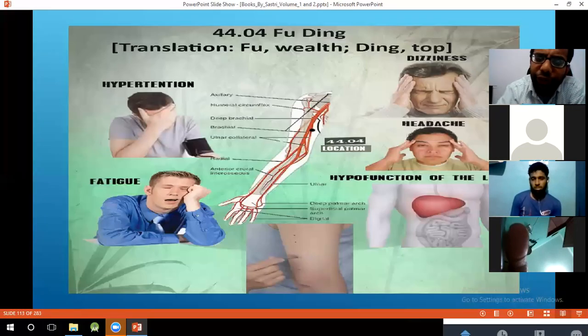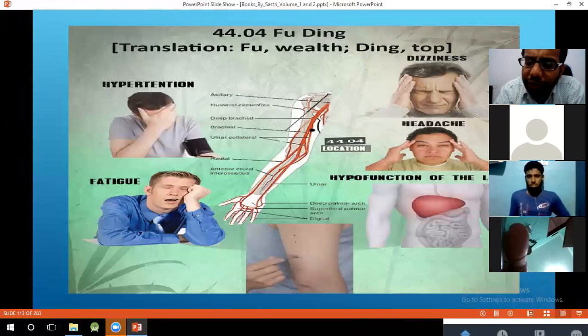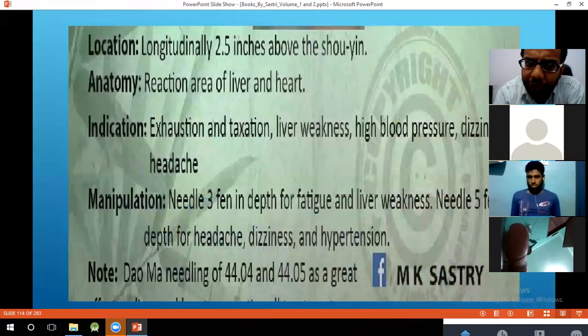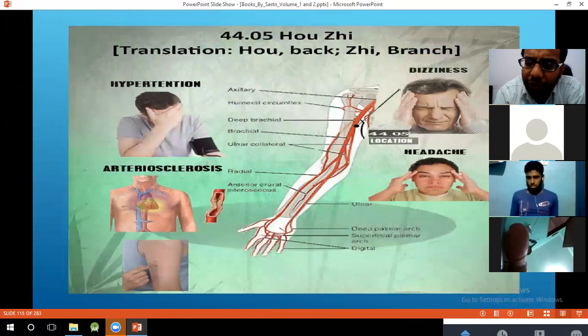You can even combine 44.04 with GB31 and 32 to get the optimum results for headache and migraine. So that's really helpful. The reaction area is liver and heart. Whenever you see this type of particular combination in 44, the reaction area is liver and heart generally. Liver, lung and heart is the general reaction area of zone number 44.